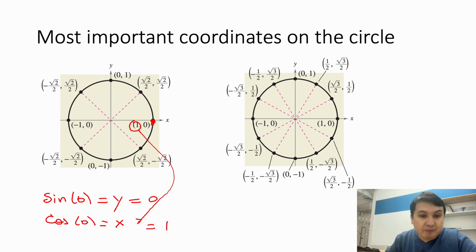So this is easy. That's also easy. This is 0, 1. This is negative 1, 0. And finally, this is 0 and minus 1.